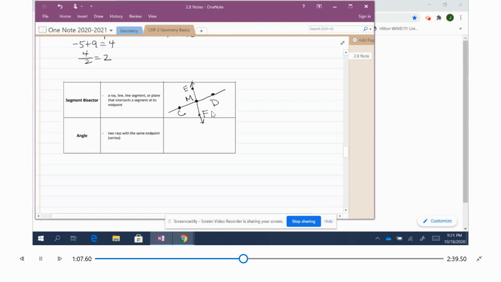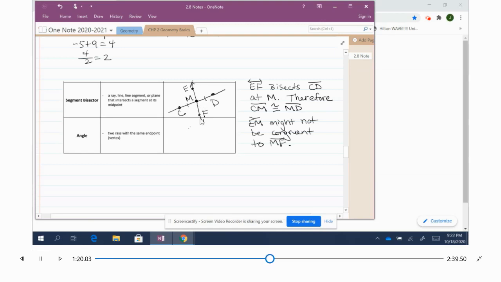Okay, so there could be an extra step by saying it's a segment bisector. We should be able to jump right to CM is the same as MD. We could say that M is the midpoint as well, but we can go right from bisect to congruent. Now, one extra piece of this is there's no guarantee EM is the same as MF.